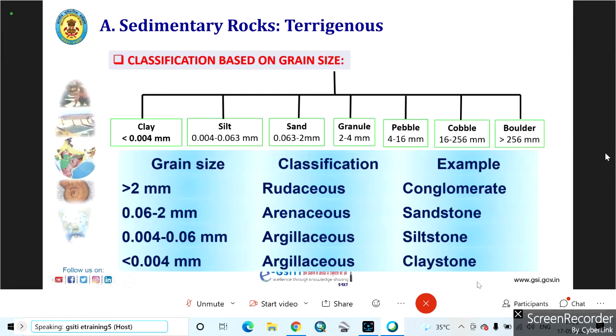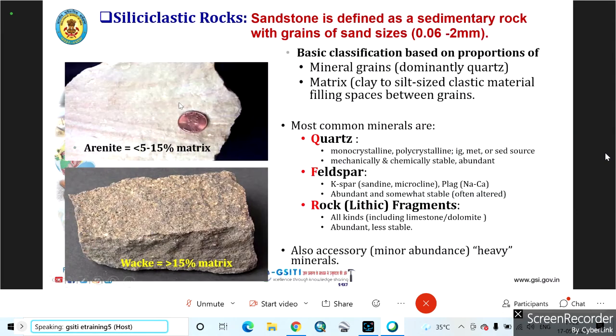Further, the terrigenous sedimentary rocks can be classified broadly on the basis of the grain size. This is the classification: when grain size is more than 2 millimeter, that is rudaceous, followed by arenaceous, argillaceous. Examples are conglomerate, sandstone, and we will see here the criteria of conglomerate, sandstone, and the different specific classification of these important sedimentary rocks. So here, first I am dealing with the sandstone.